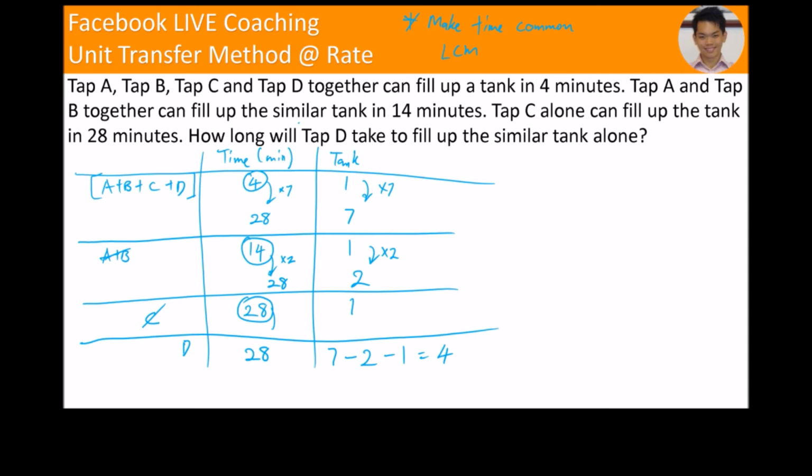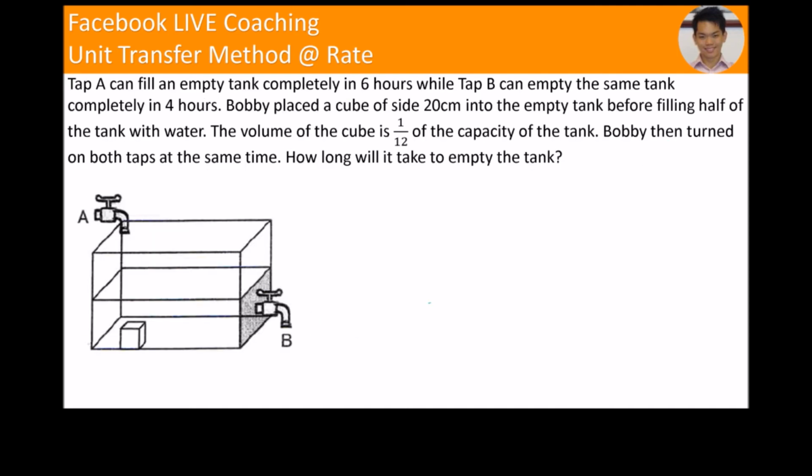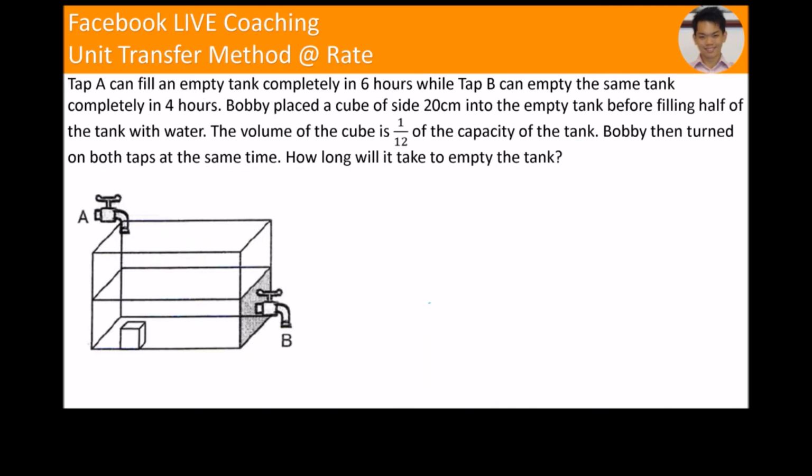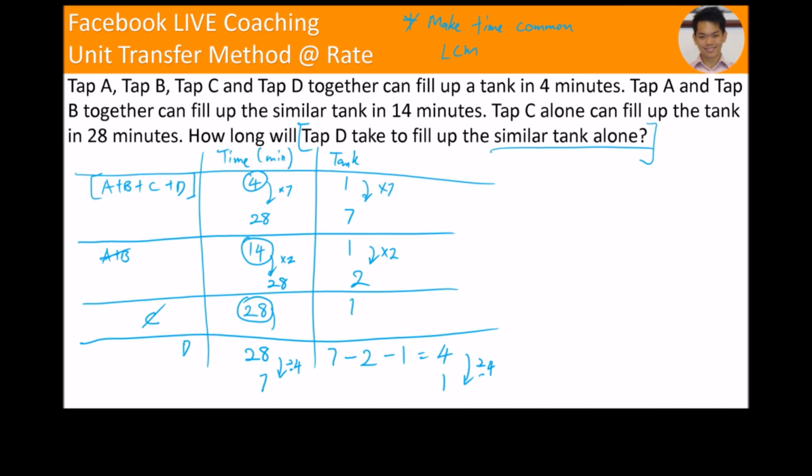Now for D to fill up one of such tank alone, you need to divide this by 4 to give you 1. So we need to divide the time by 4 as well to give us 7. So for D, it will take 7 minutes to fill up the tank alone. Okay, so that's the third one.